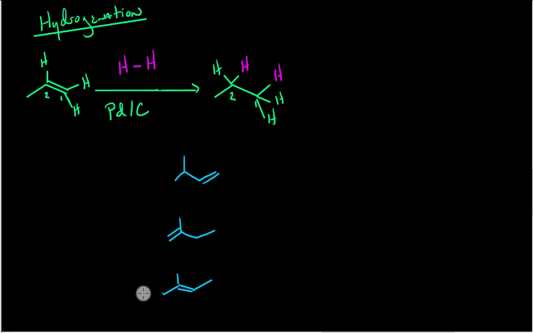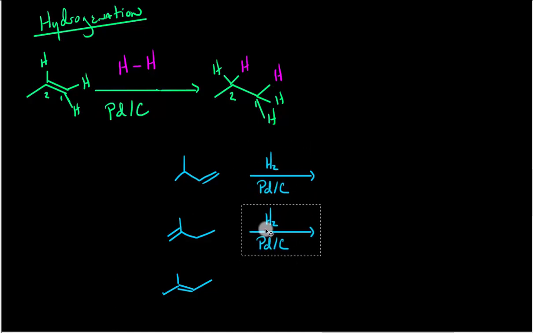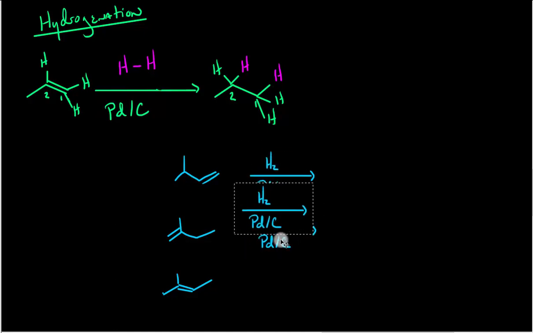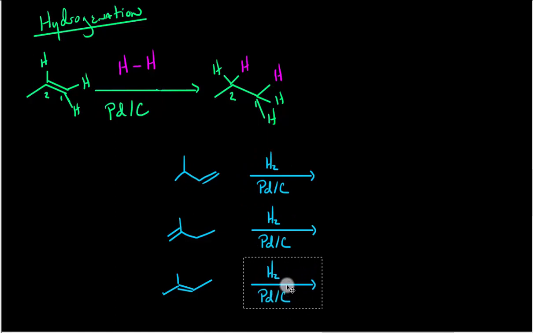So what we're going to do is take each one of these three alkenes and perform hydrogenation on them. So H2 gas, and then we're going to use our catalyst, palladium on carbon, to hydrogenate each of these alkenes. I'm just going to copy paste, and what I'd like you to do is pause the video and predict the products that you would get for each of these reactions.